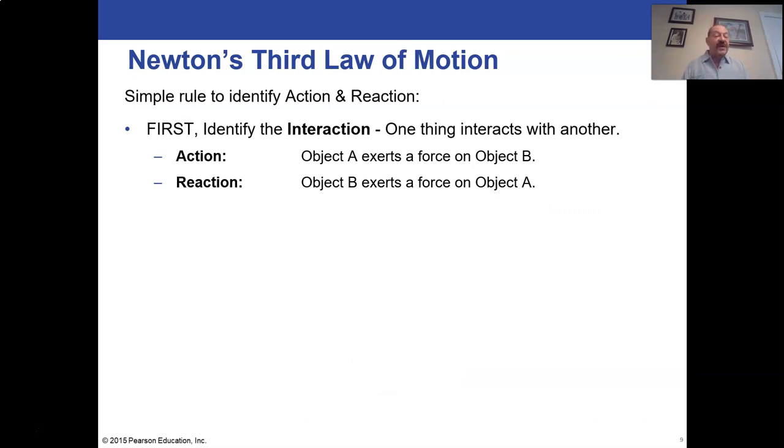So, simple rule to identify action and reaction. First, identify the interaction. One thing is acting on another. Doesn't matter which one you say is acting on the other, both are putting force on the opposite one. So one action could be object A exerts a force on B, and the reaction could be object B exerts a force on A. It's always the same objects. You never involve a third object to determine what the action-reaction pair is.